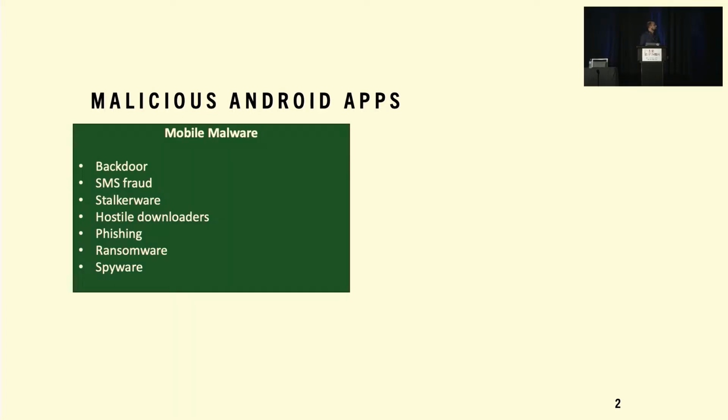So when we think about malicious Android apps, there are many bad things that apps can do. And Google actually has a fairly detailed taxonomy of what malicious apps can be doing. So we have mobile malware, which are the apps that do very bad things. So they do phishing, ransomware, spyware, and all these kinds of things.